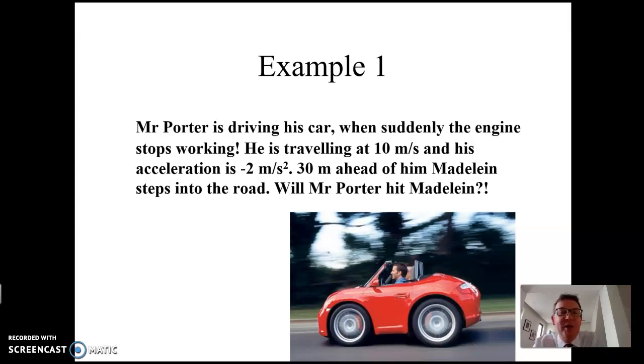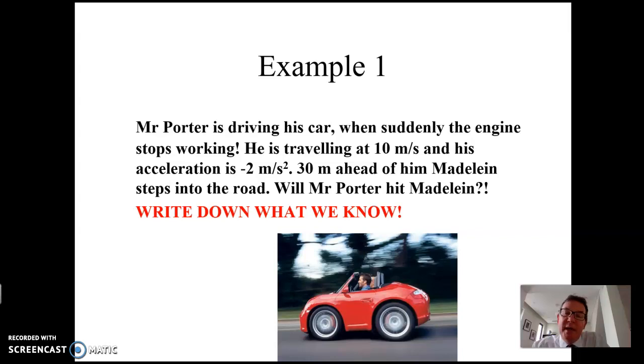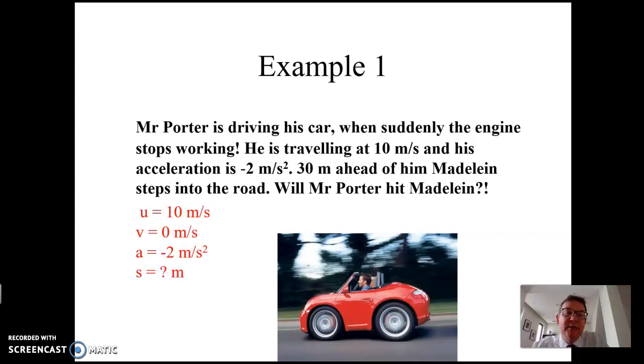She was with us for a short time. Stepped into the road. Will Mr. Porter hit Madeleine? So, always the same in physics questions. First, we'll write down what the question is telling us.